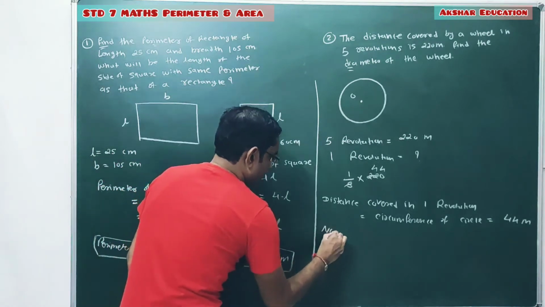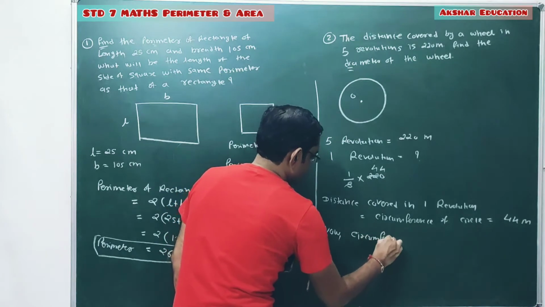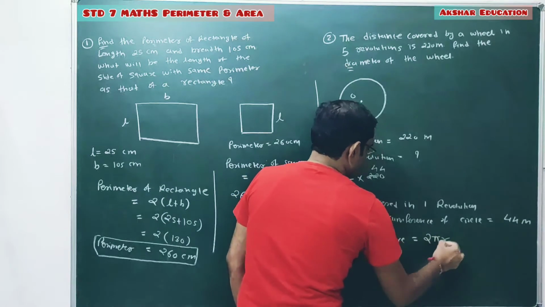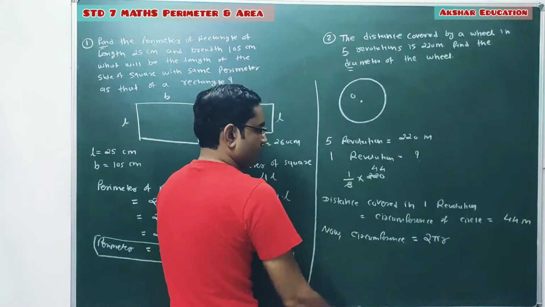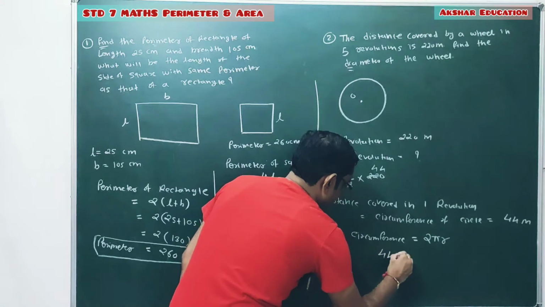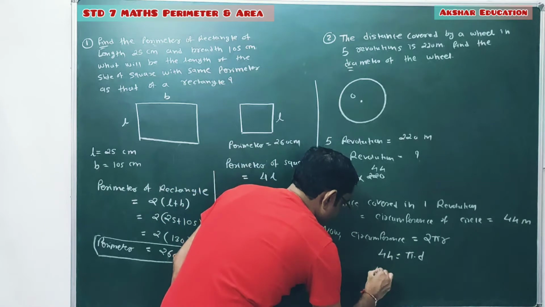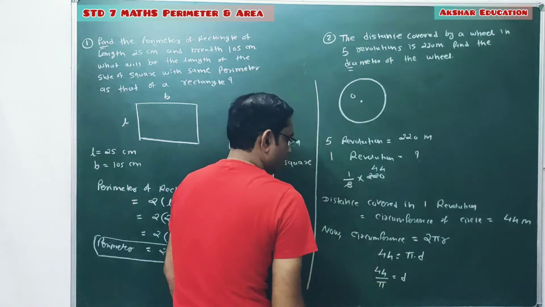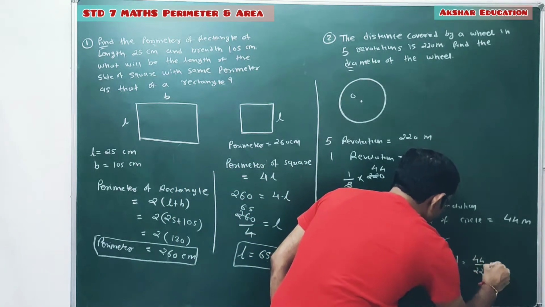So now the formula of circumference. What is the circumference? Circumference of circle is nothing but 2 pi r, or you can also write pi into d because you have to find the diameter. So 2r is nothing but the diameter. Circumference is 44, so 44 equal to pi into d. Take this pi into division. So 44 upon pi equal to d. Put the value of pi. So d equal to 44, pi is 22 upon 7.